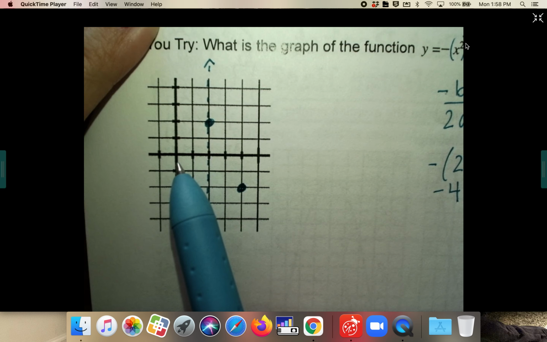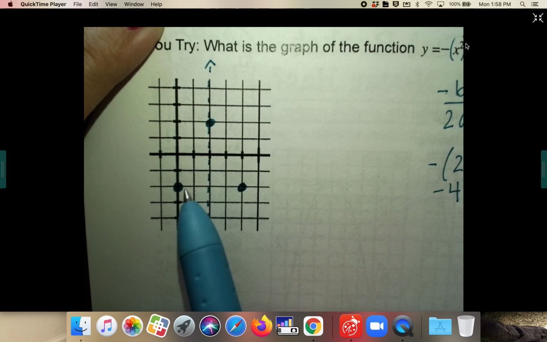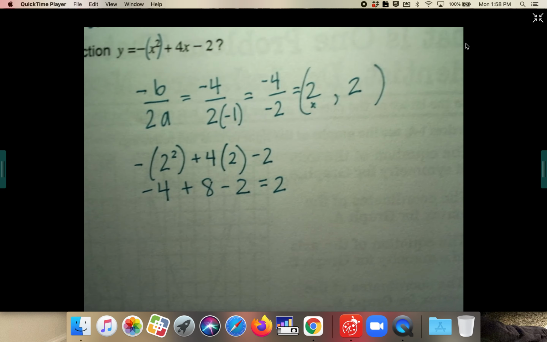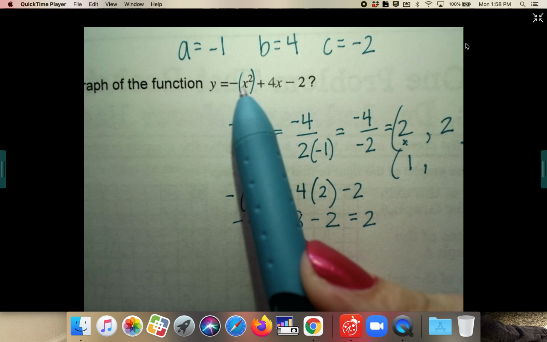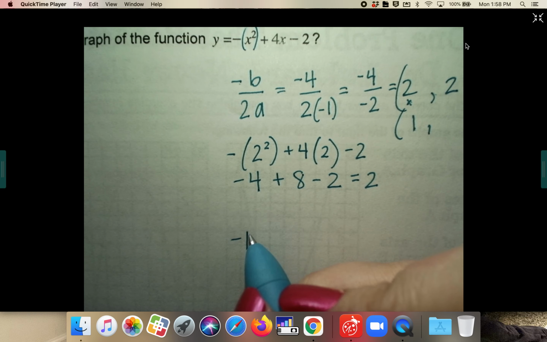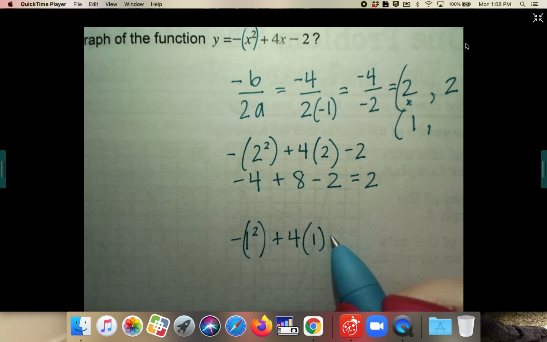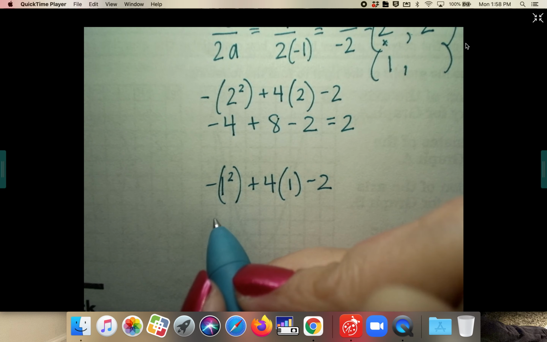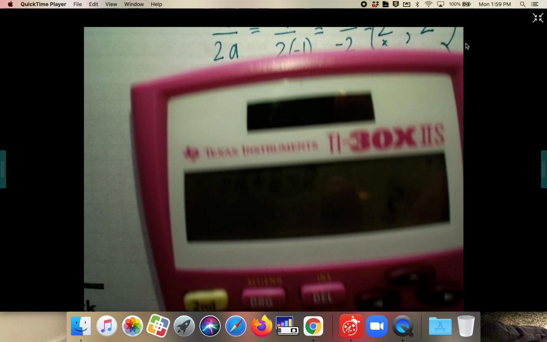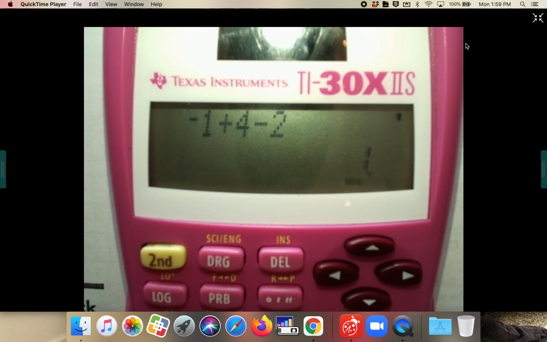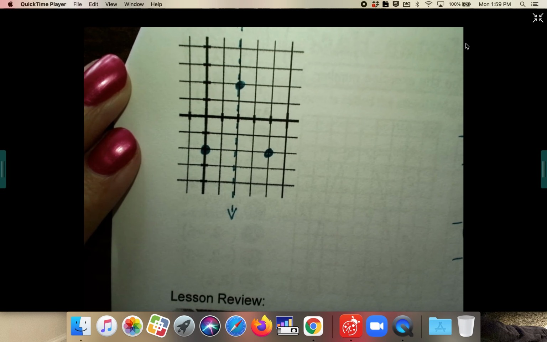The only other one I'm going to try to put on is maybe one in between. So let's plug in a 1 for x. Let's see where my dot's going to be. So let's plug in a 1 every time you see x. So negative 1 squared plus 4 times 1 minus 2. 1 squared is 1, and then the negative attaches back to it. 4 times 1 is 4 minus 2. Negative 1 plus 4 minus 2 is 1. So 1, 1 is another dot.